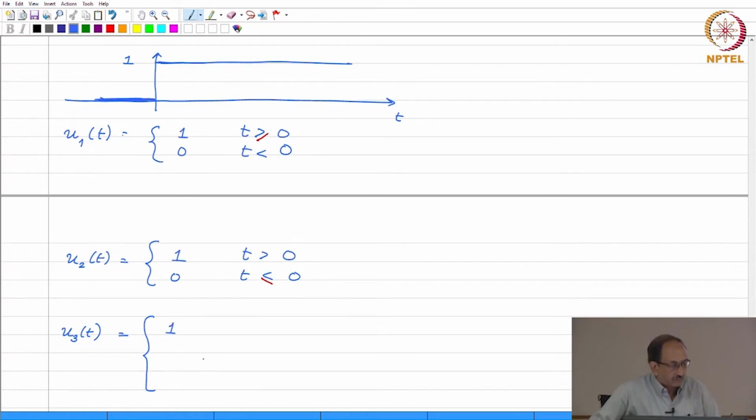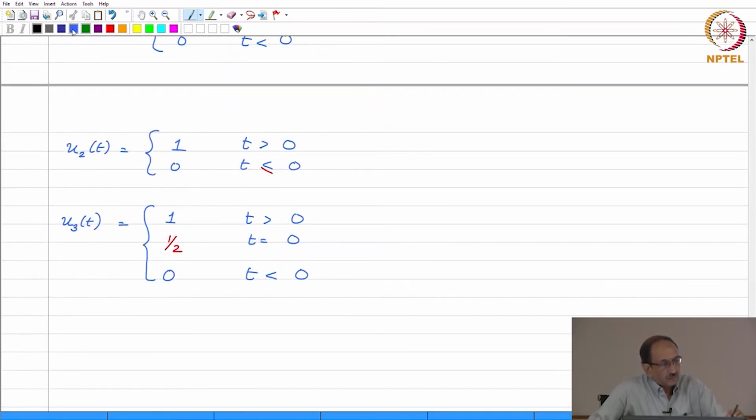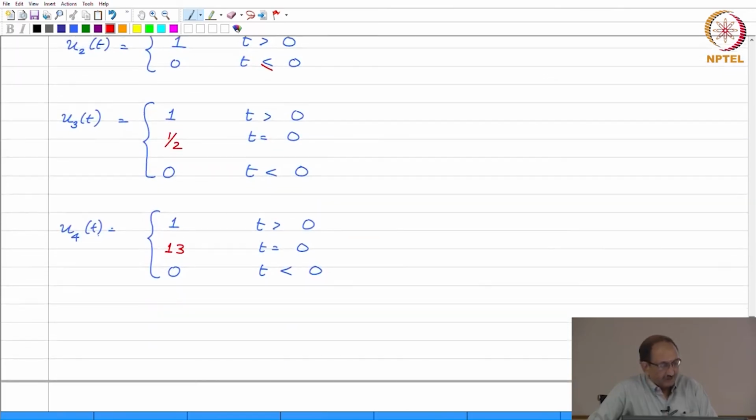So one more variant, can you suggest? Very good. For t greater than 0 it is 1, for t less than 0 it is 0, and for t equal to 0 it is half. Then as I always like to say, here is my definition of u of t, which you will not find in any book. So this is 1 for t greater than 0, 0 for t less than 0, and at t equal to 0, it happens to be my lucky number 13, all right. We will come to this in a minute.